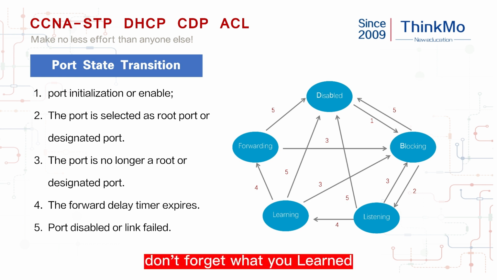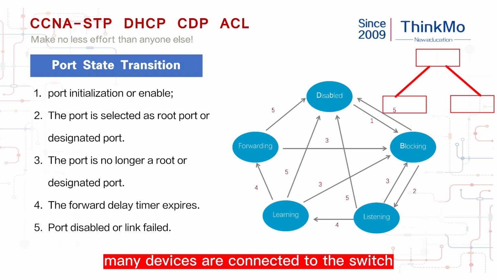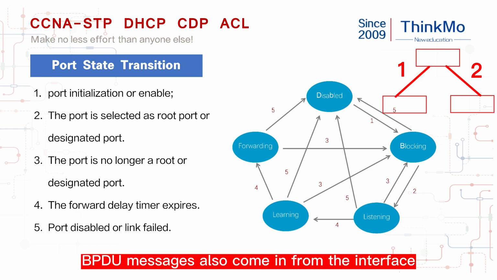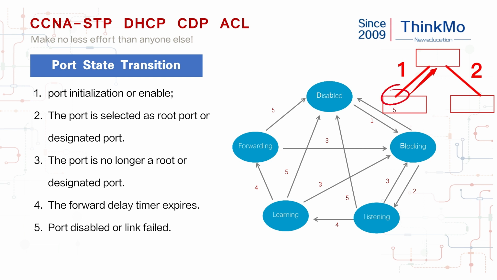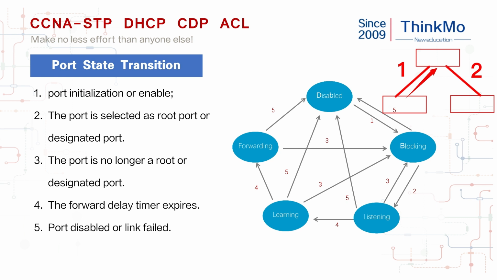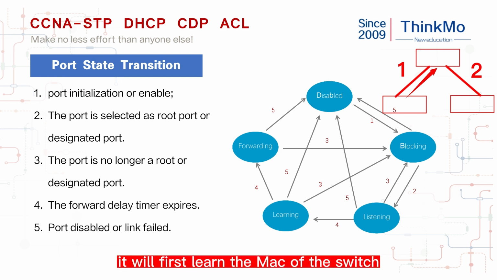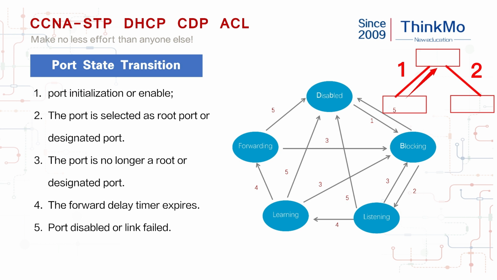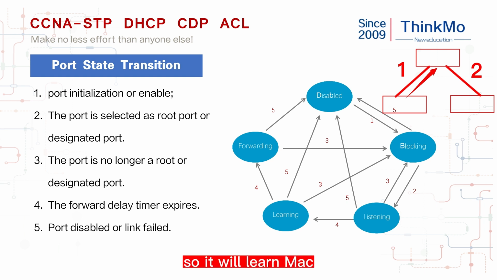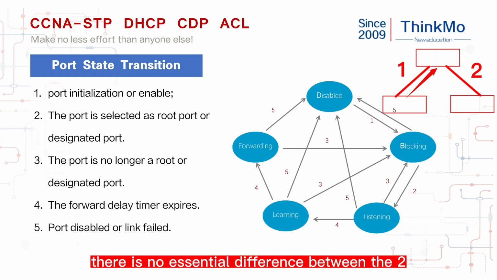Don't forget what you learned. Many devices are connected to the switch. This is interface 1 and interface 2 of the switch. BPDU messages also come in from the interface, and I learn the source MAC. So what I learn is the MAC of the switch. Switches run STP with each other, so it will first learn the MAC of the other switch. It also has a backplane MAC. STP will use its own backplane MAC to carry out layer 2 encapsulation, so it will learn MAC. There is no essential difference between the two.